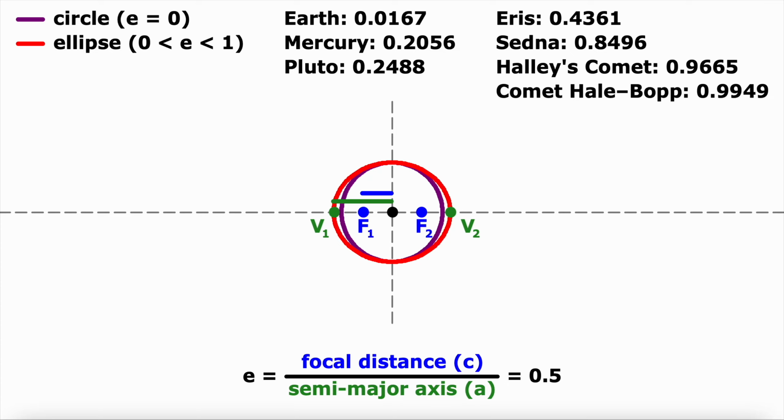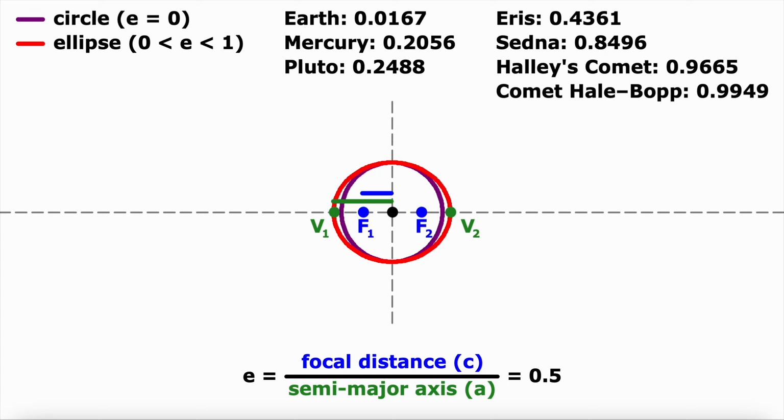Dwarf planets typically have more eccentric orbits than the major planets in our solar system. For example, Pluto's orbit has an eccentricity of about 0.2488, making it more elongated than those of the 8 major planets. This means that its distance from the Sun varies more significantly during its orbit compared to the distances of the other planets from the Sun.